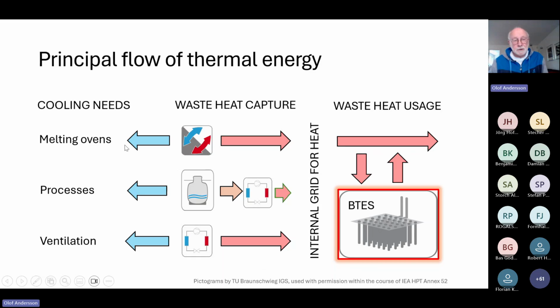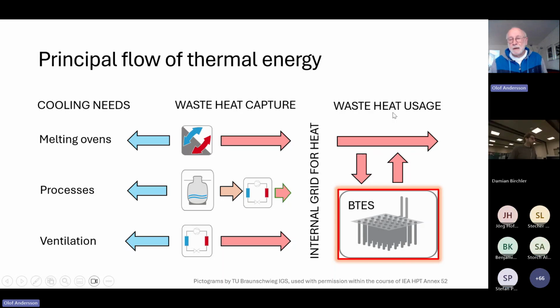The melting hours by themselves are chilled, and it is directly used through a heat exchanger and placed in the internal grid net. Now, the idea here is to increase the waste heat usage by using the BTES system. So you store excess heat in the summer, and you recover it again in the winter.